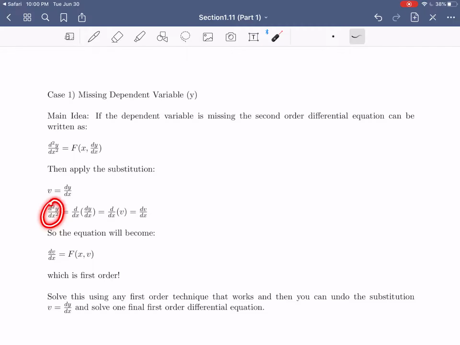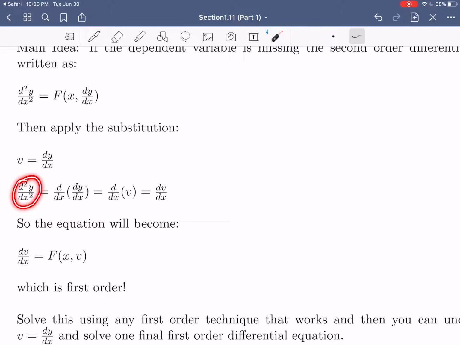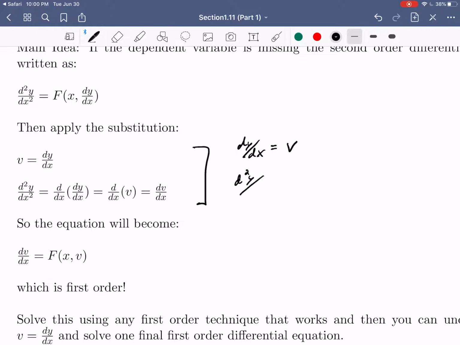Then we can think about the second derivative. The second derivative of y with respect to x is the derivative with respect to x of the first derivative. That makes sense. That's how we normally think of the second derivative. But since v is equal to dy/dx, we can put v in there. So we're taking the first derivative with respect to x of v, and we can just call that dv/dx. So in other words, dy/dx is going to be equal to v, and the second derivative of y with respect to x is going to be viewed as dv/dx.